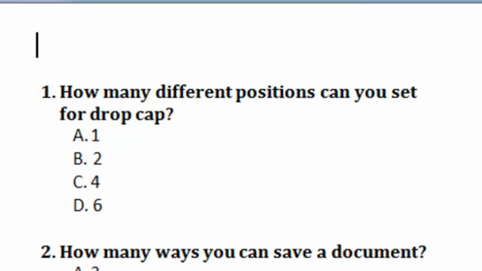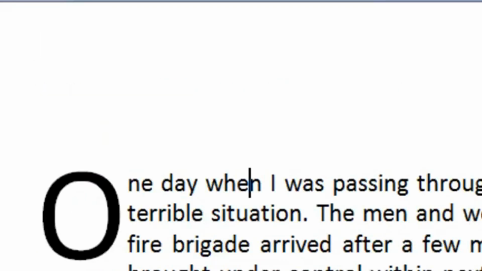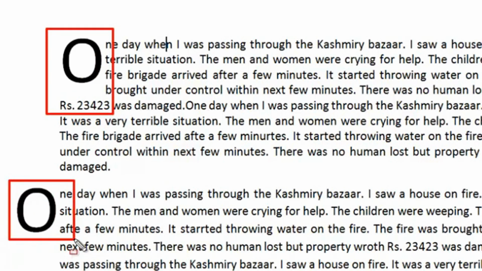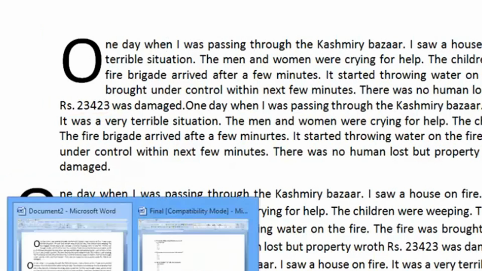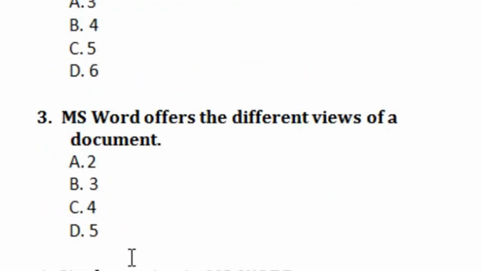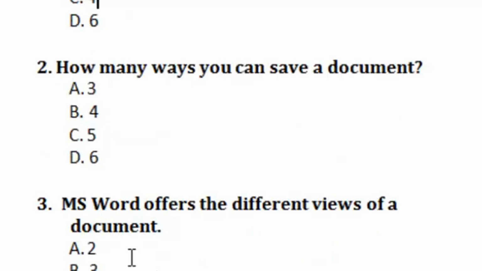Drop cap. So when we talk about drop cap, what does it actually mean? This is what we mean by a drop cap. So how many times can you position it? You see that one, the first letter can be written at the edge only 2 times. There's no other place you can position the first letter. So when we read our question again, how many different positions can we put a drop cap? We realize that the answer is B, 2.